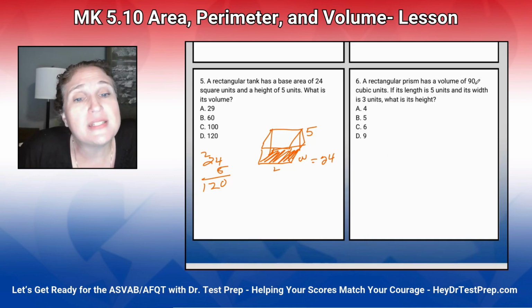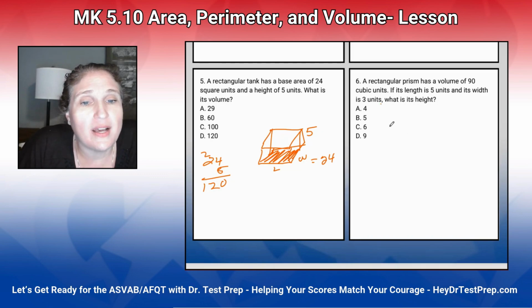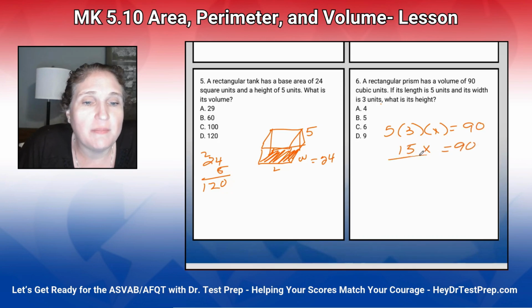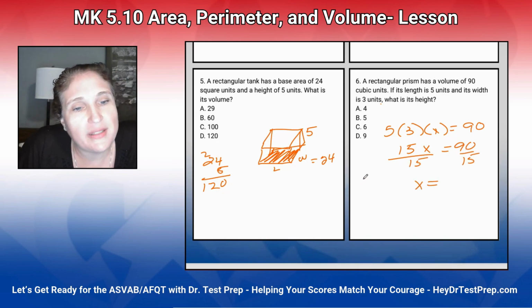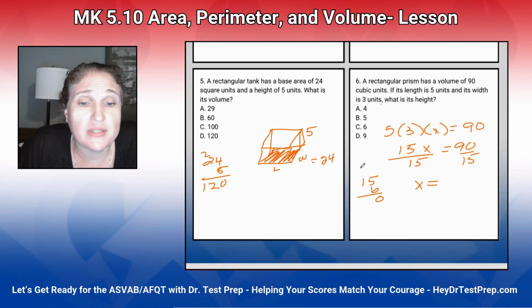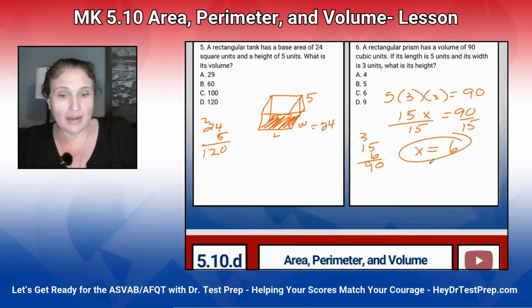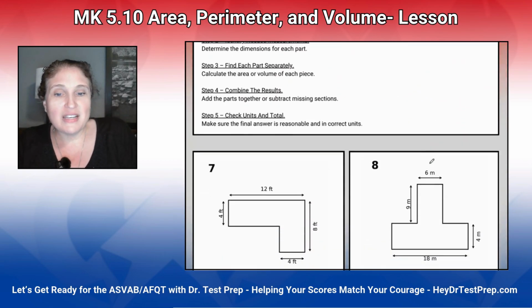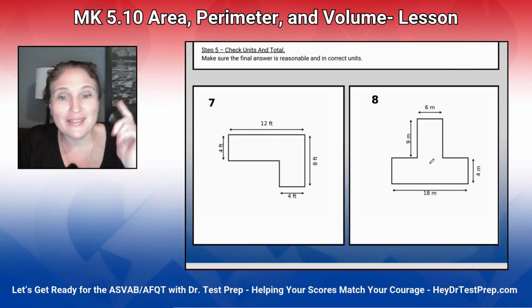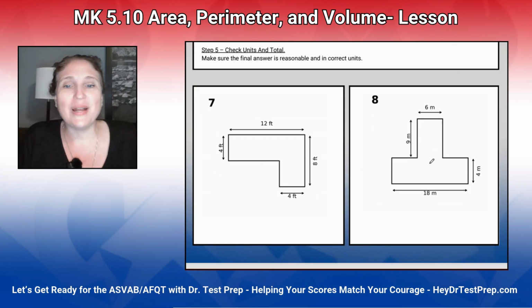A rectangular prism has a volume of 90. The length is 5. The width is 3. What's the height? So we've got 5 times 3 times x equals 90. 15x equals 90. Divide both sides by 15. X equals, I think it's 6, but now all of a sudden I'm doubting myself. It is 6. All right, now these were not fun to make, I'll tell you that much. But let's go ahead and do it.